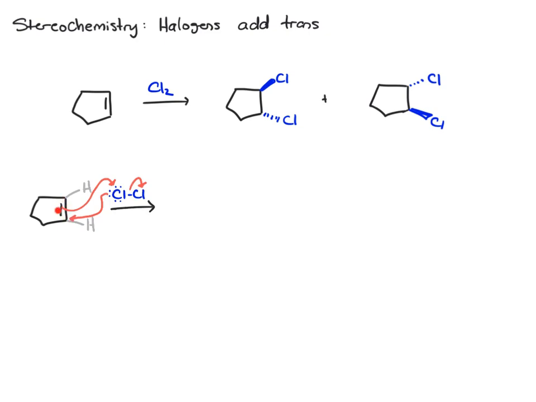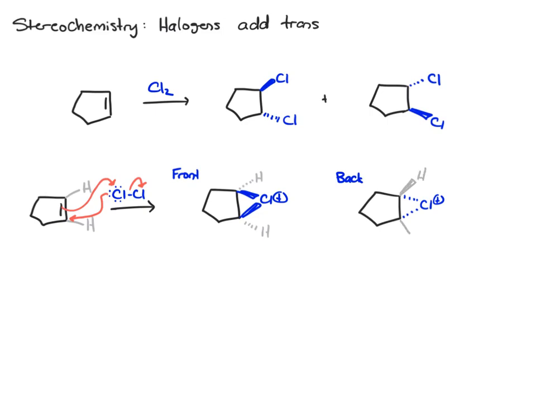Now the thing is, this double bond is planar. So this Cl can add from the front or the back. And let's draw both outcomes. If it adds from the front, the chloronium ion will be on wedges, like that. And then that means the hydrogen will be back as dashes. If it adds from the back, now the chloronium ion will be on dashes, and the hydrogen will be wedges.